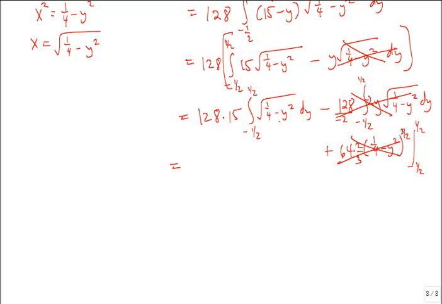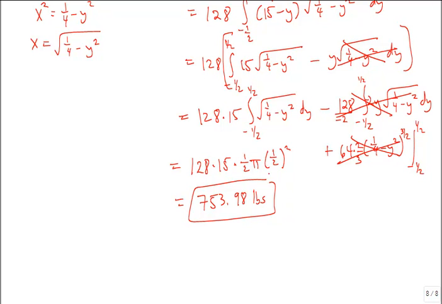And that, again, is that semicircle shape over -1/2 to 1/2. So we can't solve it algebraically because we don't know how to find the antiderivative of this, but if we just use a little bit of geometry, the area of my semicircle is 1/2 pi times the radius, which is 1/2, squared. And if you punch that into your calculator, you're going to end up with 753.98 pounds. And you can also do this using function integrate as well.